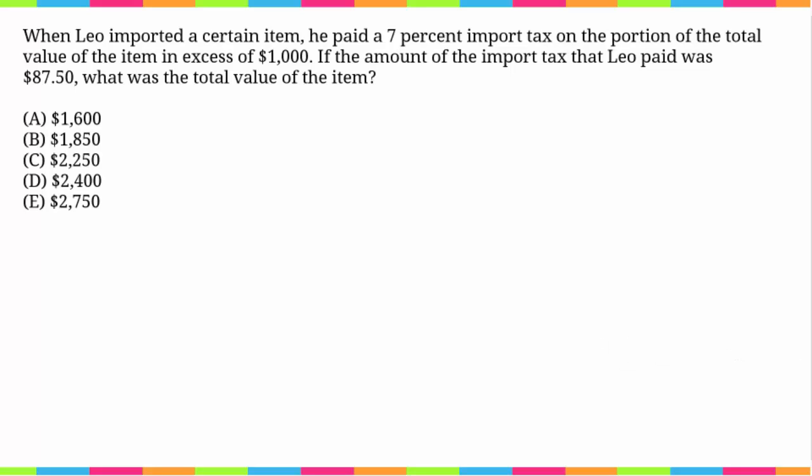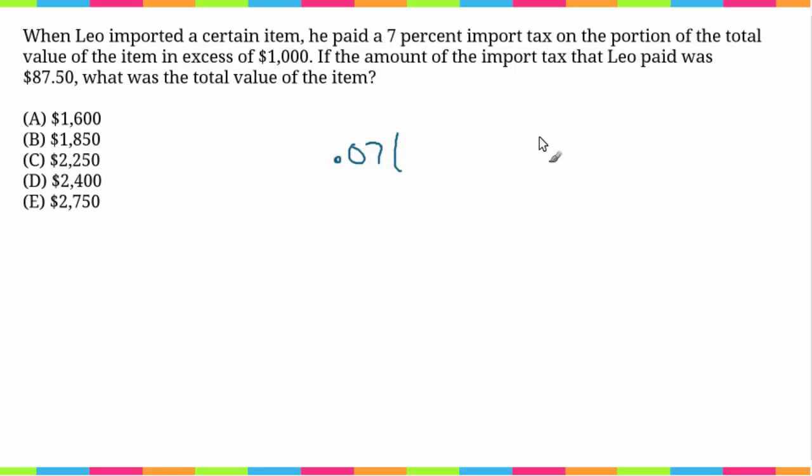So in order to show that algebraically, we know that he paid 7%. And again, to convert this to a decimal, 7%, you just take this decimal point here and you move it 2 to the left to get this number here. So that's just this percent as a decimal.